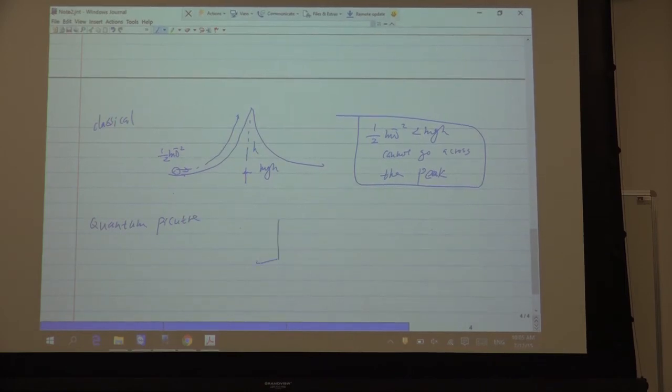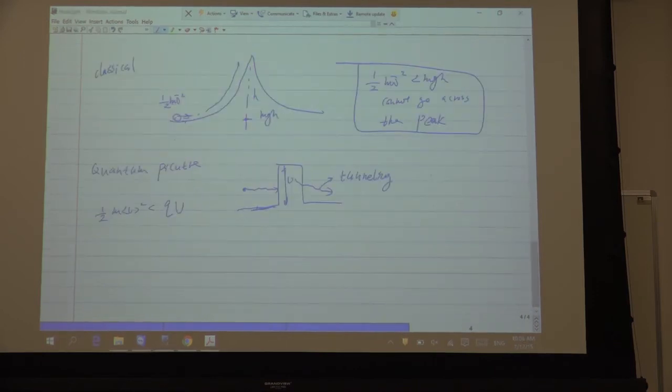Quantum tunneling is different. It's a little electron. Even if the electron's average kinetic energy is smaller than its potential energy, it still has some probability to go across this barrier. We call it tunneling. This is V, the potential energy. Maybe QV is better. It still has a probability of tunneling through this potential.